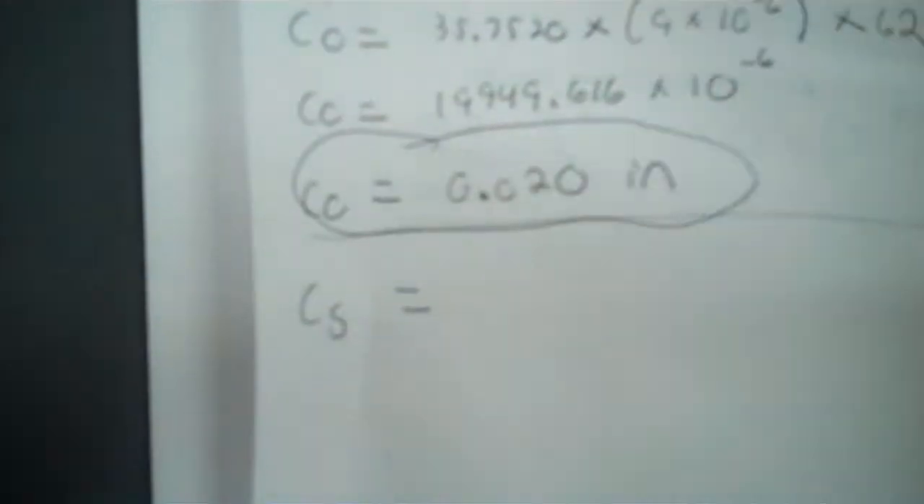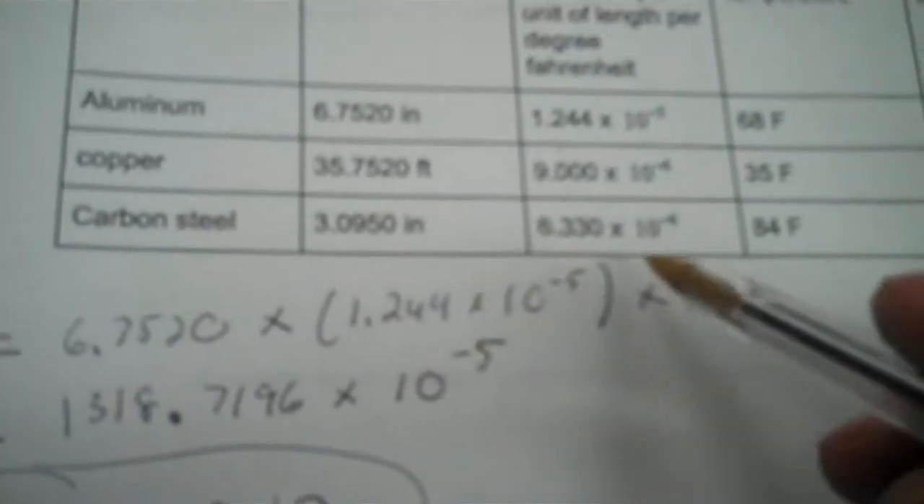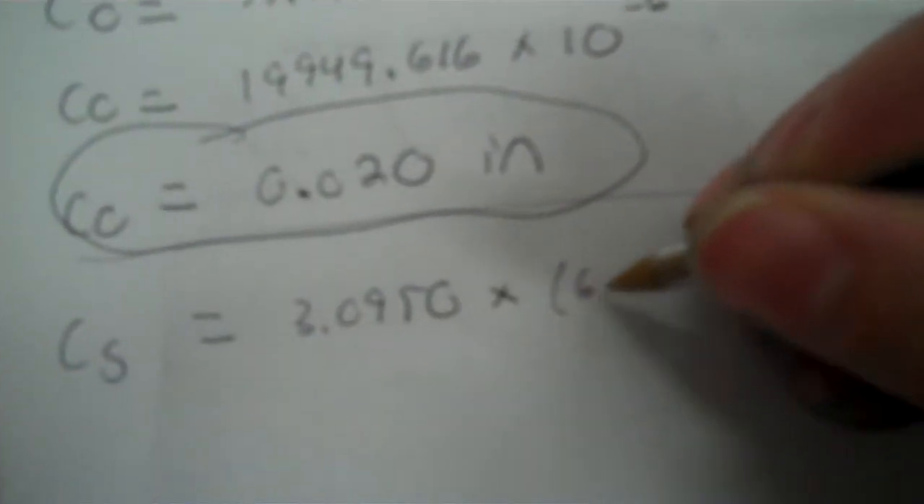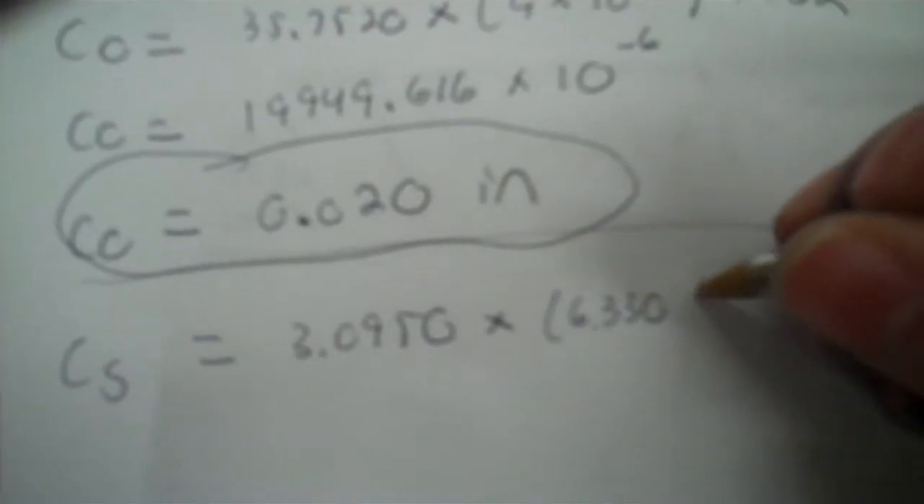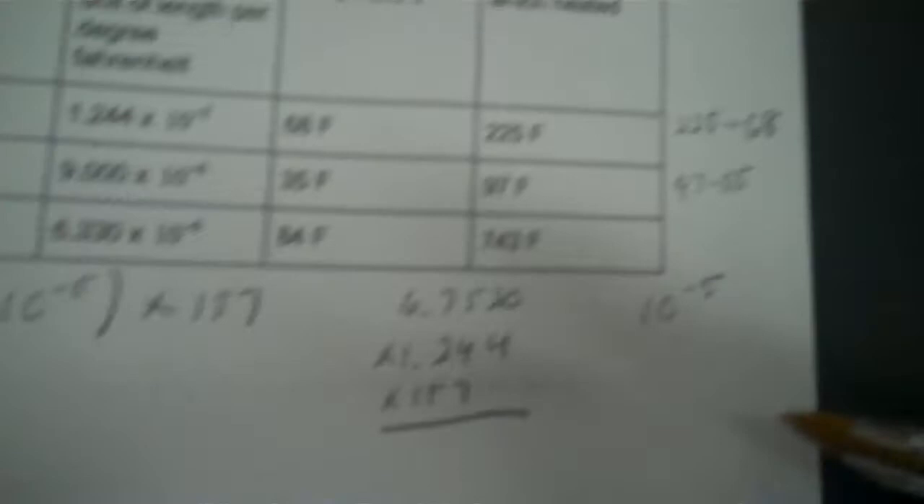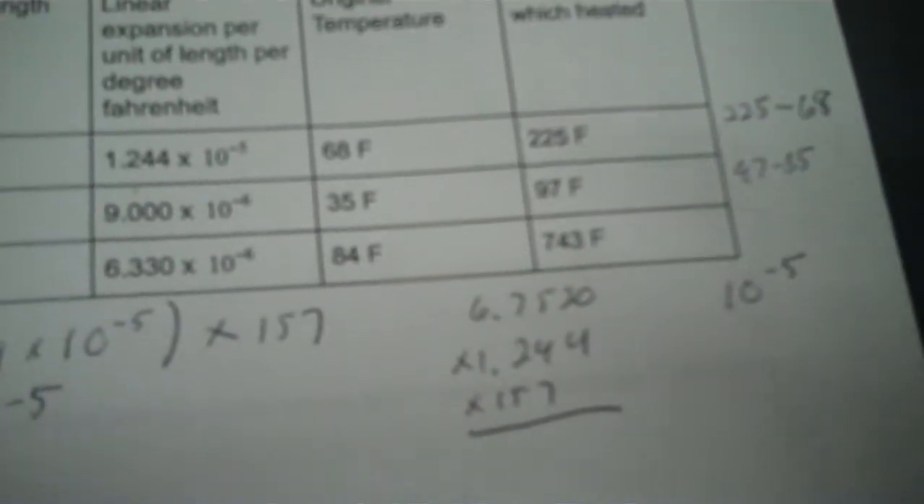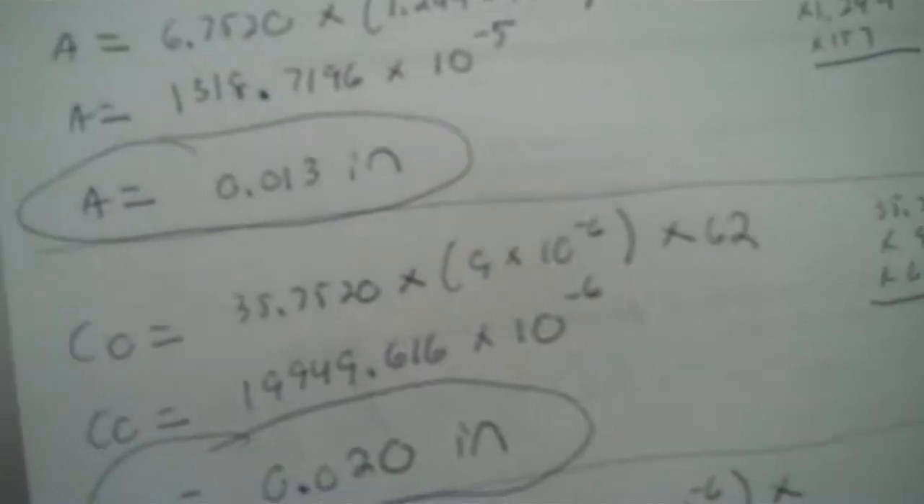So now you're going to find your carbon steel, that's CS, okay? So I'll go 3.0950 times, and then parentheses, 6.330 times 10 to the negative 6, times, then I'm going to take 743 minus 84. That's how you find temperature change. Change of anything, you just subtract the 2 amounts, 659.